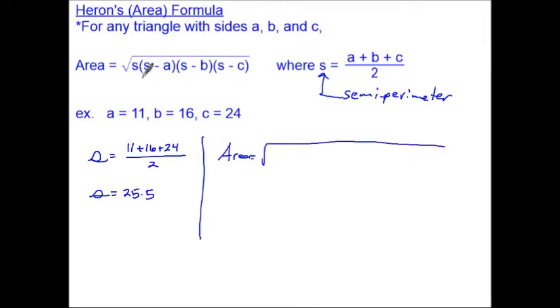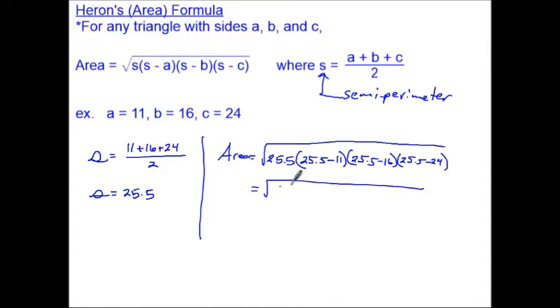Again, the messier the number, the messier this thing's going to look. But 25.5, parentheses, and depending on how good you are, you may or may not have to write all of this out, but here it is anyway. We got 25.5 minus the first side, 11. Since I'm multiplying these together, the order you do them in doesn't really matter. So 25.5 minus the 16, and then 25.5 minus 24.